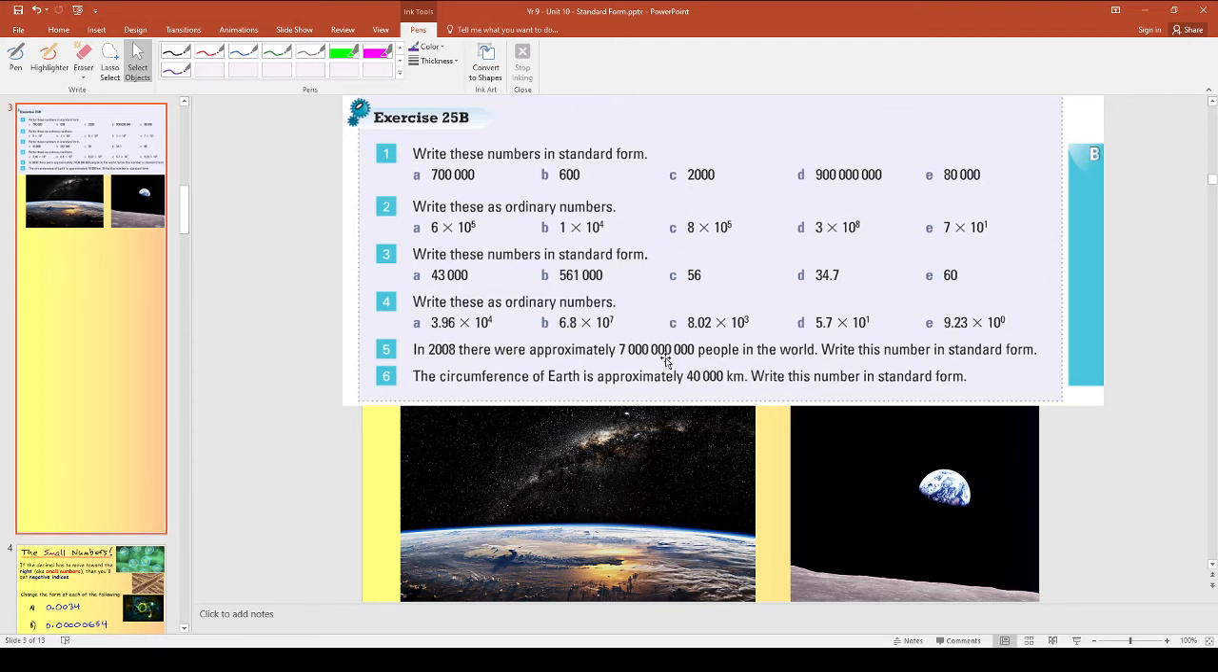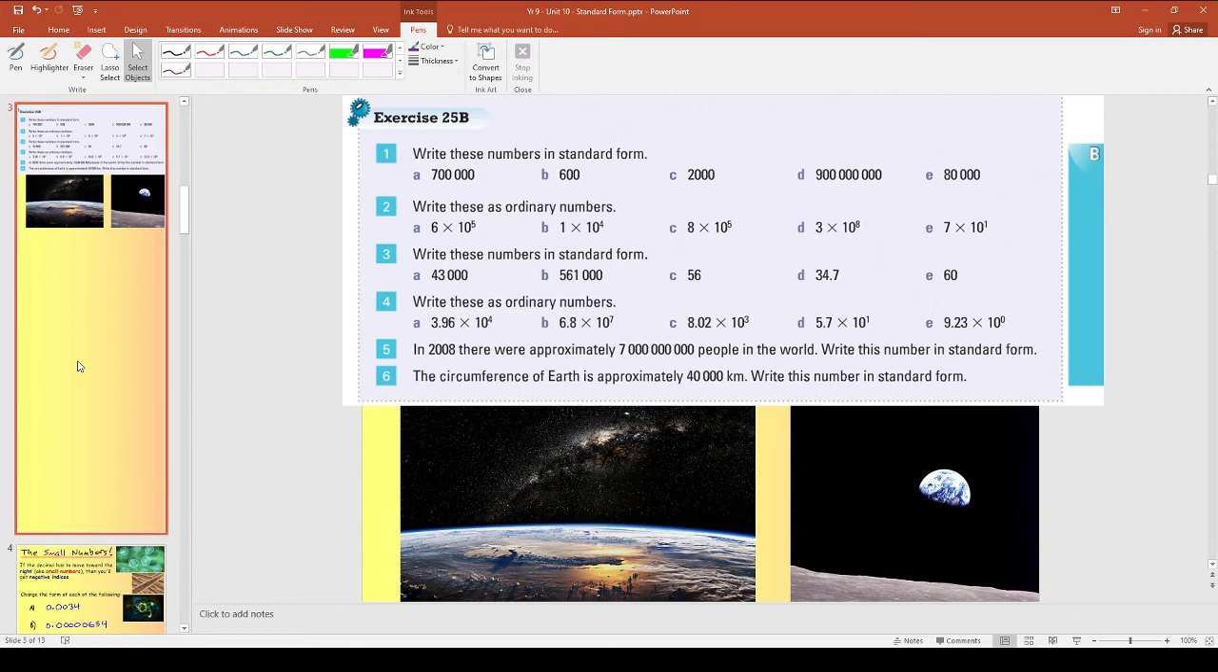Okay, here we go. There are 7 billion people in the world. Write this in standard form. 7 times 10 to the 9. Cool. The circumference of Earth is 40,000 kilometers. Write this number in standard form. 4 times 10 to the 4. And you've got it. Cool beans, buddies. Now, that's not even half of it, buddies. We have just done it for enormous numbers.